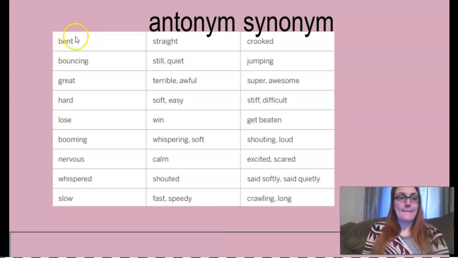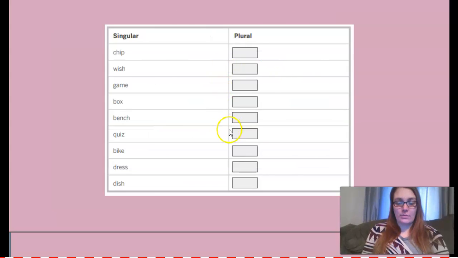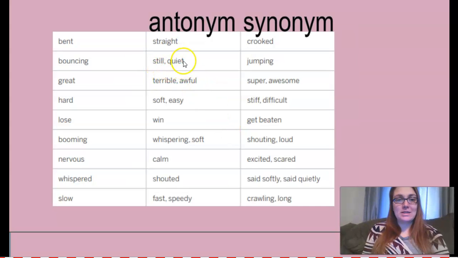So the first word, bent, right? Maybe you have like a bent straw or a bent stick. The antonym or an opposite would be straight, and a synonym, which means the same thing, is crooked. A few more examples. Bouncing. A synonym would be jumping, whereas an antonym would be still or quiet. We have great. An opposite would be terrible or awful, whereas a synonym would be super and awesome.